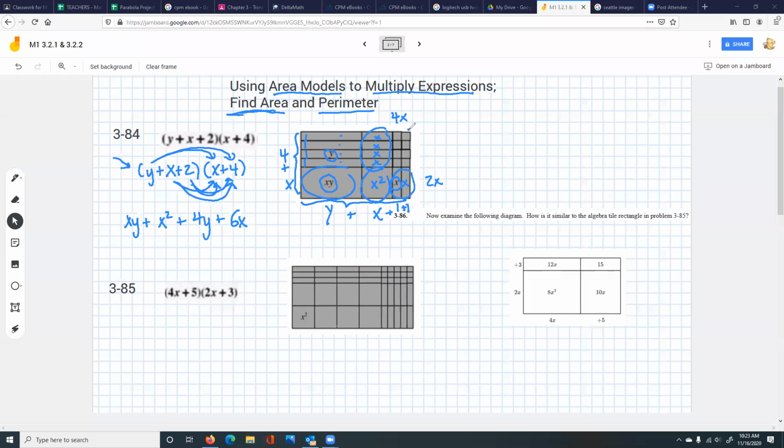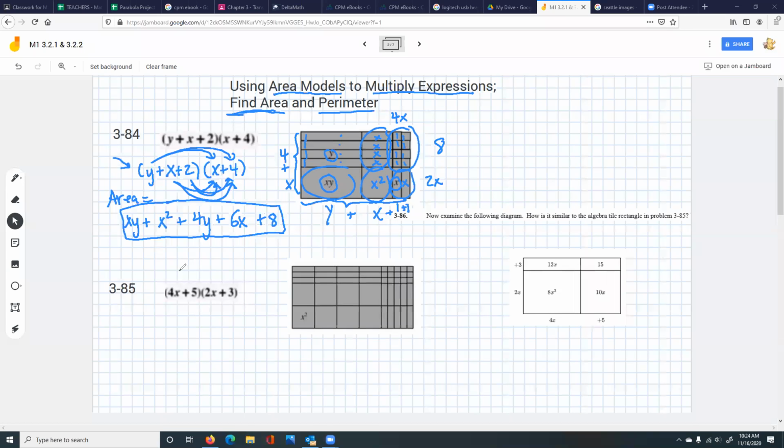And then these are little unit tiles. They all count as ones, right? Like this is 1, 1, 1, 1, 1, 1, 1, 1. How many unit tiles do we have? We have 8 little unit tiles, so plus 8. So we say that the area of this figure is this expression right here: XY plus X squared plus 4Y plus 6X plus 8. If I were to multiply these two, this trinomial by this binomial, I would get this polynomial, and use the area model, right, to get that.